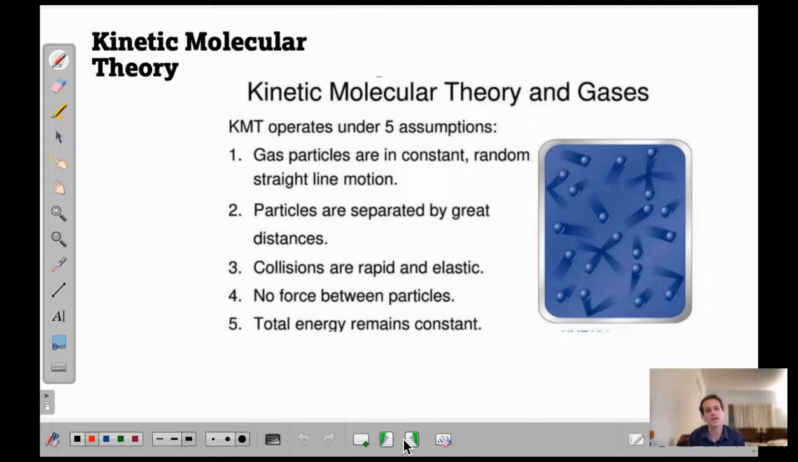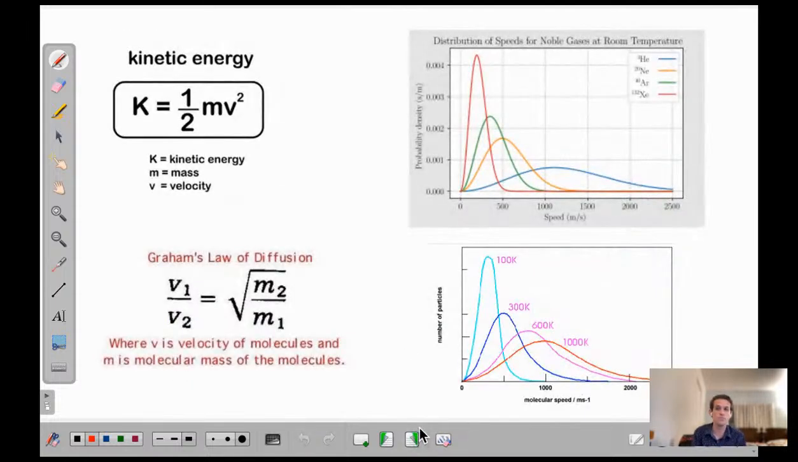Collisions are rapid and elastic. No force exists between particles, and by that it means the intermolecular forces that we talked about earlier. Like, you taught me all that stuff about intermolecular forces, and then we're going to assume they don't exist. Yeah, that's basically what we do for gases. And the total energy of the system remains constant. We're going to assume that all those collisions with the sides of the container are not generating heat that's escaping. So these are a lot of assumptions. These are not actual real gases, but they allow us to make a lot of predictions and to explain a lot of things. So scientists use this simplified model to explain a lot of things related to gases.